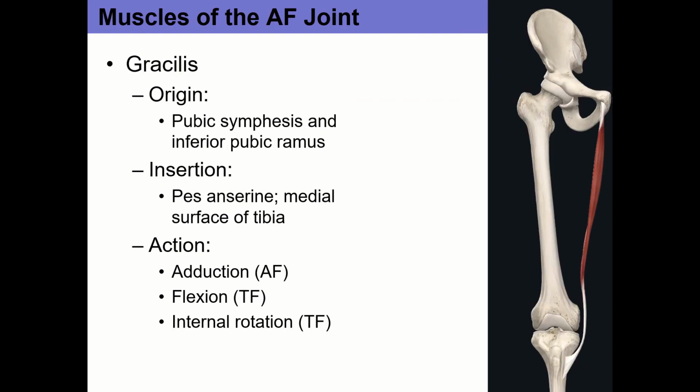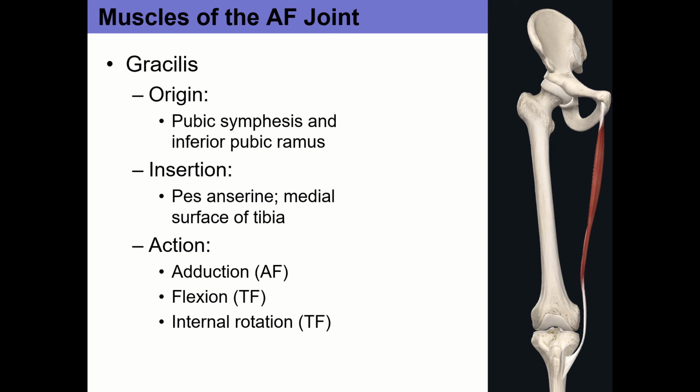All right. And the last of the groin muscles, gracilis. So gracilis along the pubic symphysis, also that inferior pubic ramus. It's going to insert at the pes anserine, which is the medial aspect of the tibia, just medial to the tibial tuberosity.